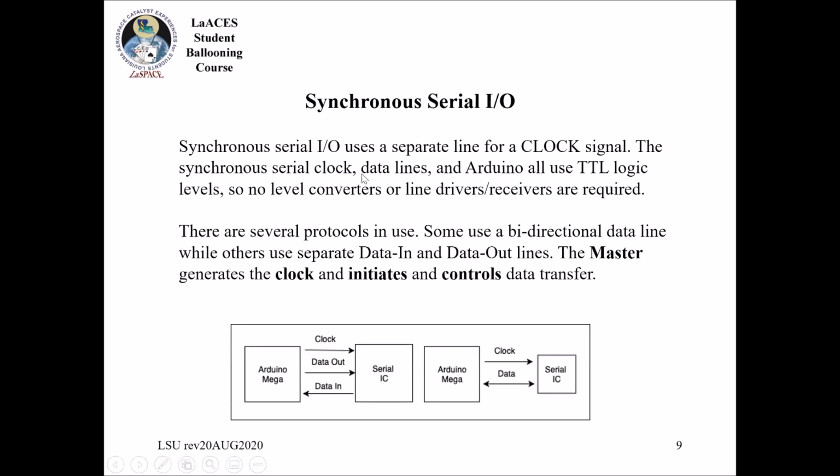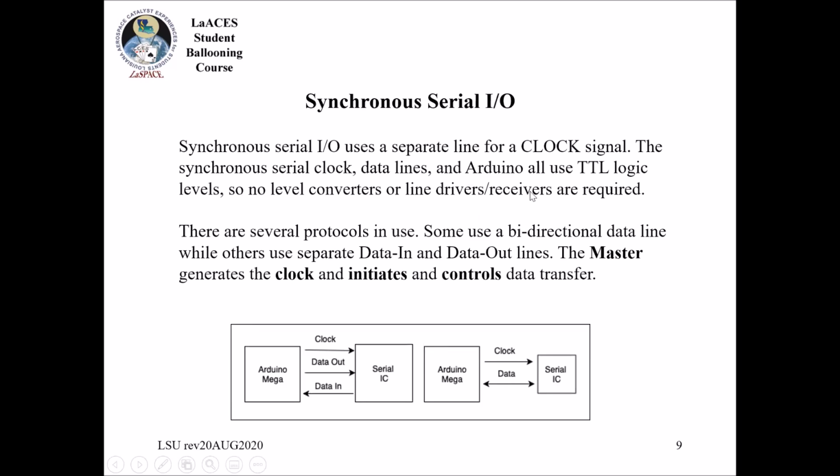And then synchronous serial I/O. Synchronous serial I/O uses a separate line for a clock signal. That's important. The synchronous serial clock and data lines in Arduino all use TTL logic levels, so no level converters or line drivers and receivers are required.